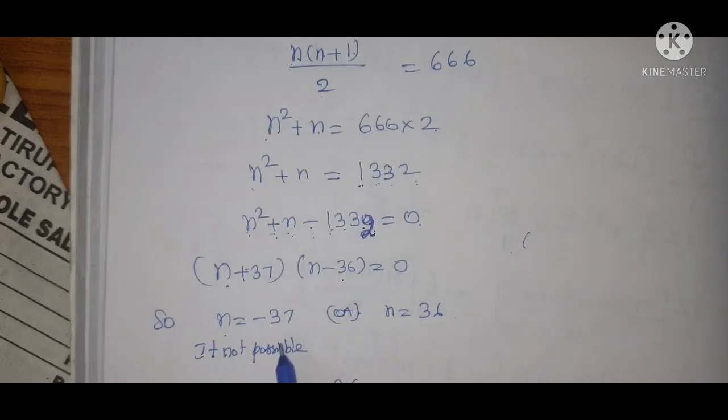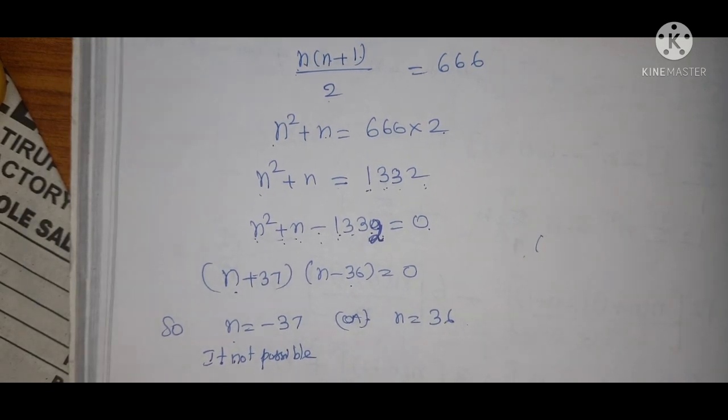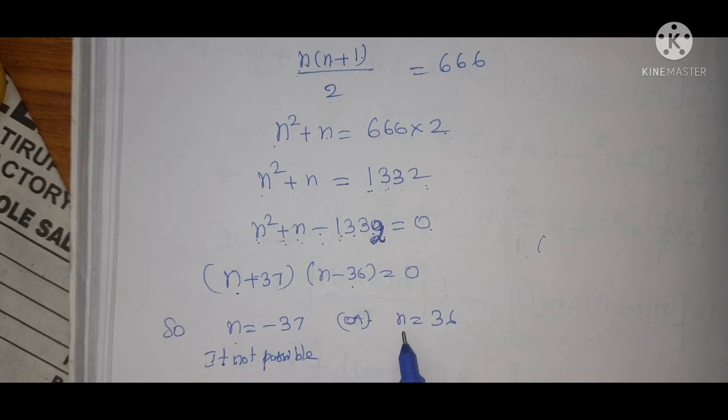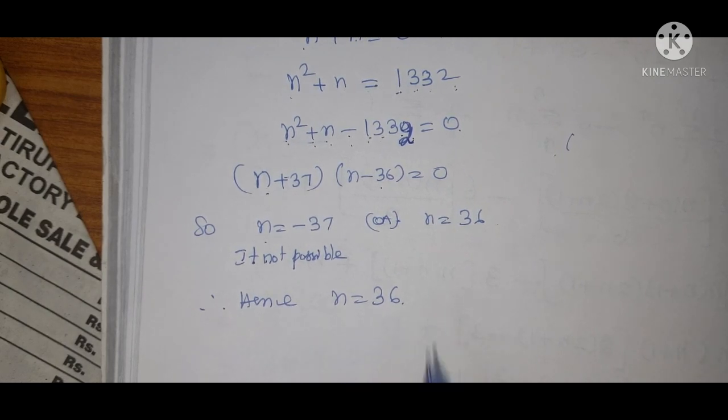n is minus 37. The count n must be positive, so it is not possible. Negative is not possible, so we get n is 36. Therefore, n is 36.